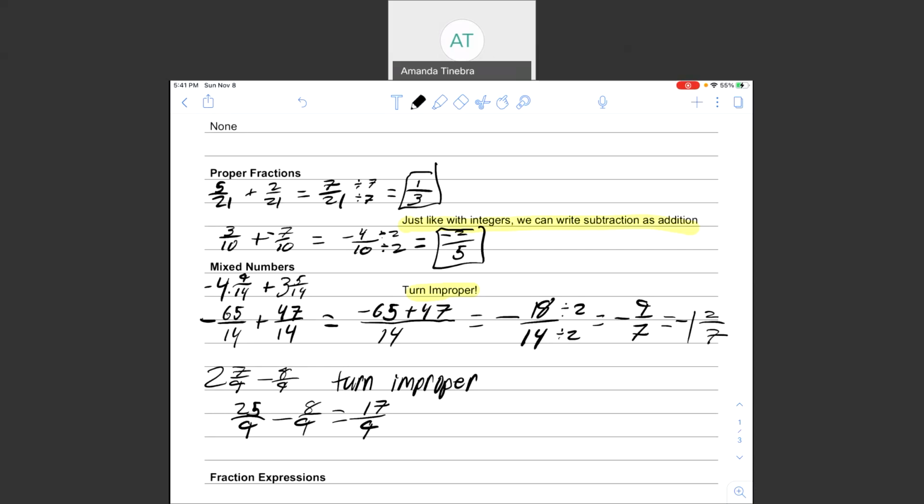There's nothing that goes into both 17 and 9, but I can rewrite this as a mixed number. 9 goes into 17 one time, and there's 8 left over. So my answer is 1 and 8 ninths.